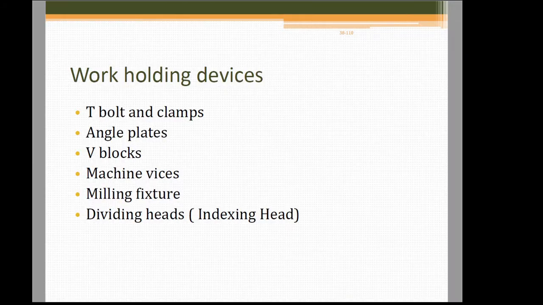For repetitive types of works, fixtures can be used in milling machine. They are called milling fixtures. You will study about dividing heads and indexing heads later in this module. They are also used for work holding purposes.